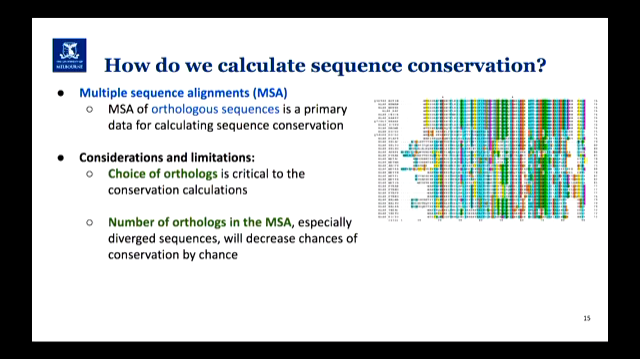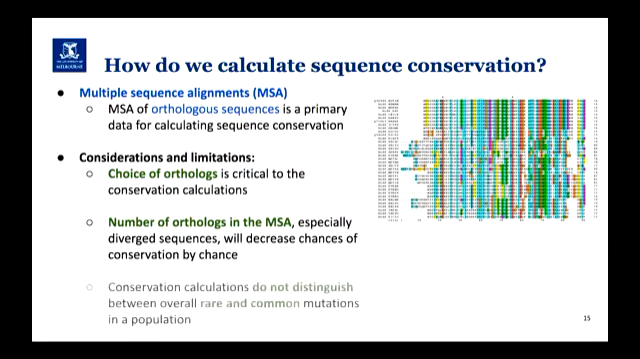So this region only has 3 or 4, so you don't have enough evidence to say, well, all of them are, let's say, leucine, so it's 100% conserved. The fact is you just don't have enough information. So the number of orthologs in each position of your multiple sequence alignment is a limitation as well.